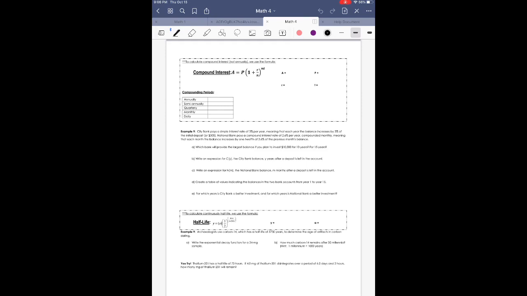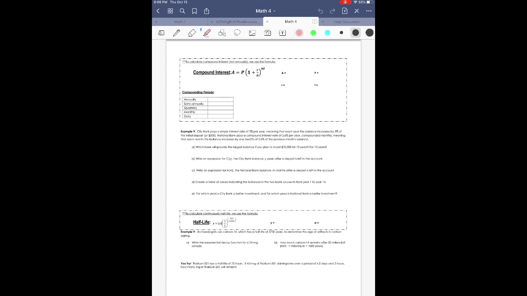So, for example 9, it says the Citibank pays a simple interest at 3% per year, meaning that the balance increases by 3% after they've deposited their initial. National Bank is a compounded interest of 2.6% per year, but that's compounded monthly. So, meaning that each month that balance is increased by that 2.6%.